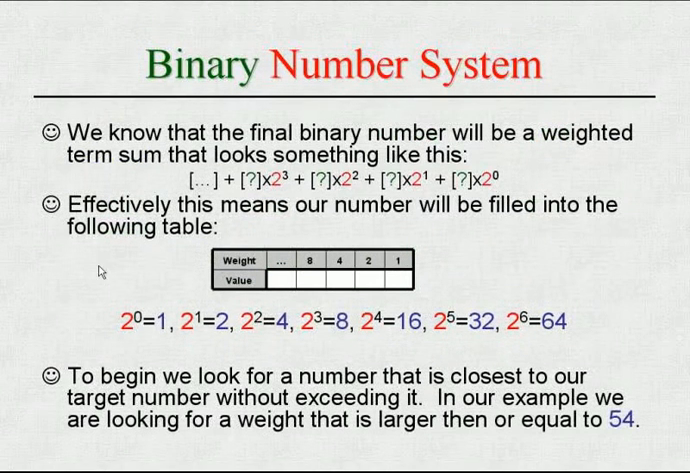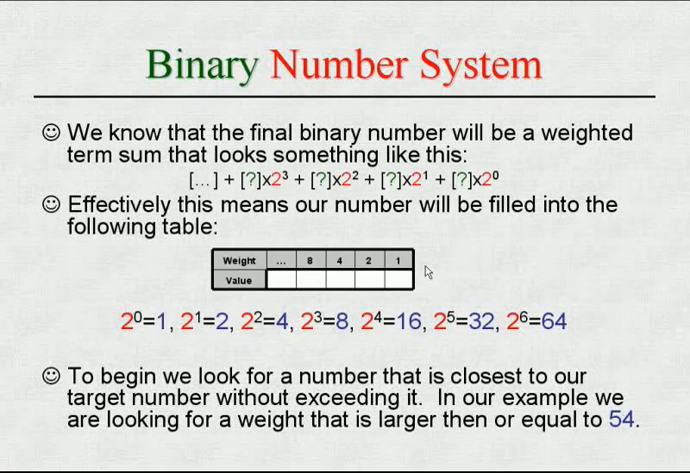Okay, the first technique. We know that the final binary number will be a weighted sum that looks something like this. It will be some number times 2 to the 3 plus some number times 2 to the 2 plus some number times 2 to the 1 plus some number times 2 to the 0 and so on. Effectively, we can create a table that looks sort of like this, where we have 2 to the 3 is 8, 2 to the 2 is 4, and so on. Now, we may have more numbers to the left and more numbers to the right, but we'll just stick with these ones for now.